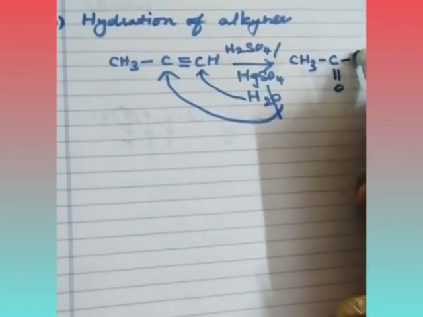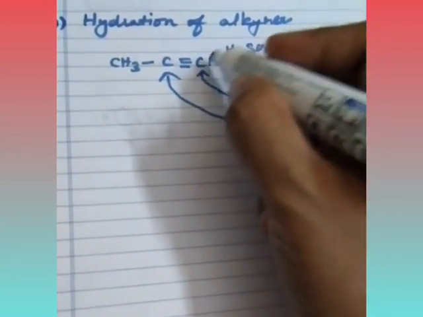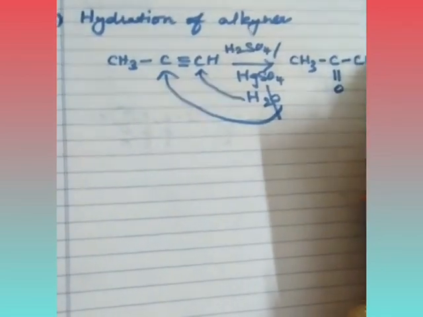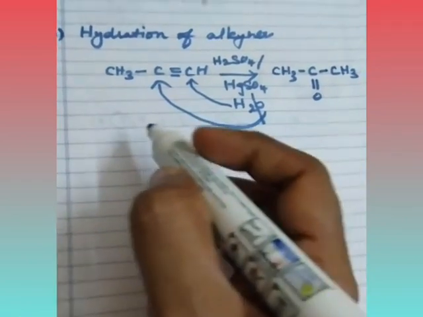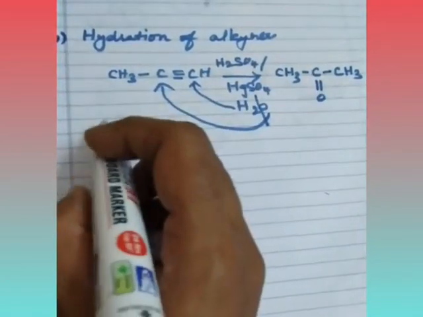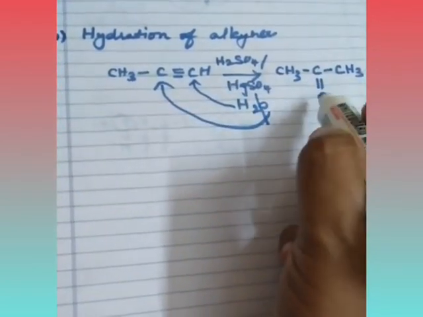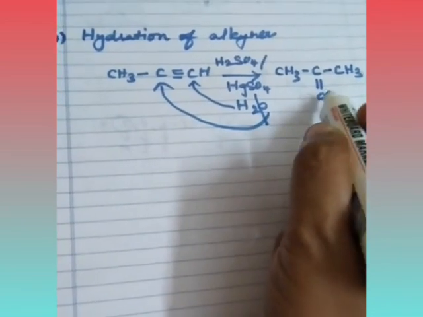Here I can write C, these two hydrogens are going there. So what is the product? You are simply getting your acetaldehyde. So this is the hydration of alkynes. This is also one of the methods of preparation of, here we are having only the ketone.